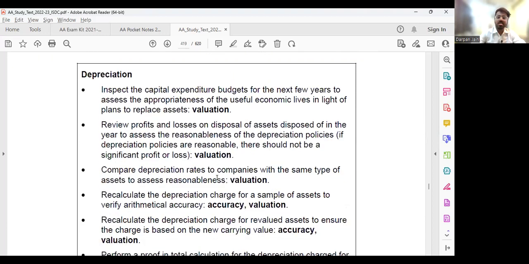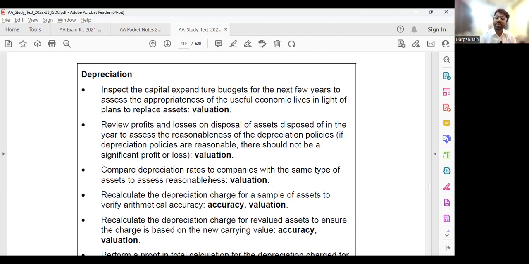Next, let's quickly also discuss depreciation. This is a P&L item, but still, since it is related to non-current assets, we can discuss it. See, depreciation. What should you do as an auditor? You should inspect the capital expenditure budget for the next few years to assess the appropriateness of the useful economic lives. The number of years that the company has taken as useful economic life, you should check whether that is appropriate or not.